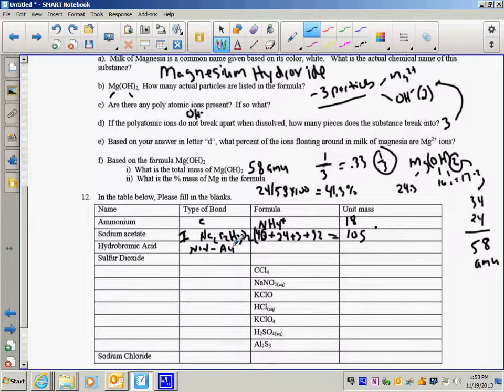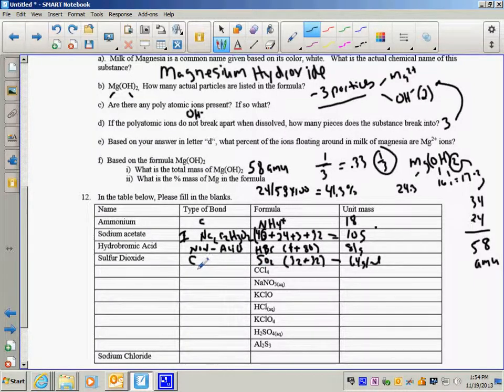Hydrobromic acid is a non-oxy acid. It is HBr. That would be 1 for the hydrogen plus Br, which is 79.9. I'm going to go 80, 81 grams per mole. Sulfur dioxide is covalent, which is SO2. The sulfur has a mass of 32. Oxygen is 16 times 2 for another 32. Grand total of 64 grams per mole.